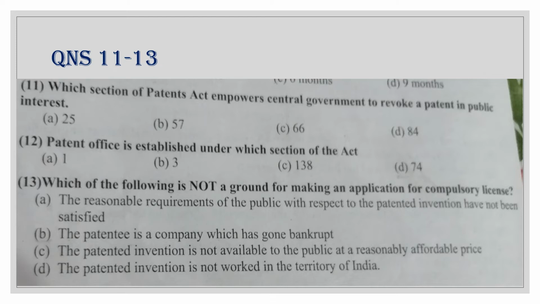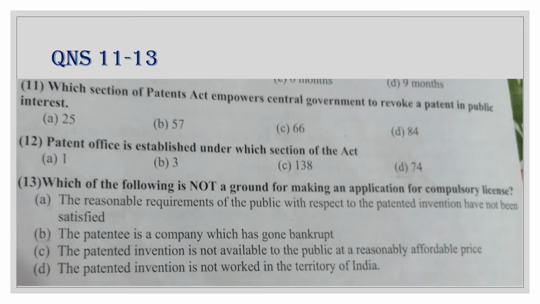Fine. So from these four options, we can very well choose option B, that is the patentee is a company which has gone bankrupt. And this is not a ground for making an application for compulsory license. Except this option, all the three, that means option A, option C and option D, can be a ground for making an application for compulsory license.